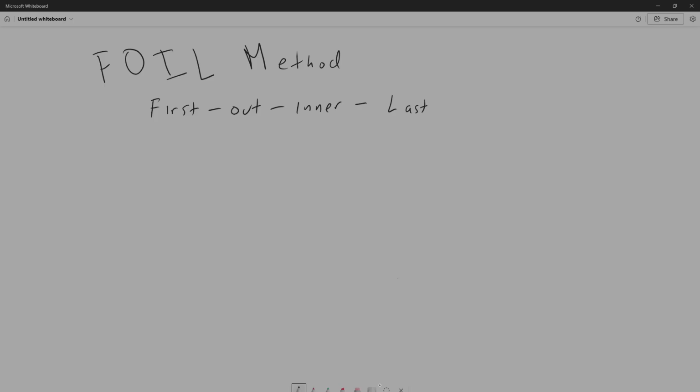The FOIL method is a technique used to multiply two binomials. FOIL stands for first, outer, inner, and last, which refers to the order in which you multiply the terms. So we're going to work with 5 examples today.